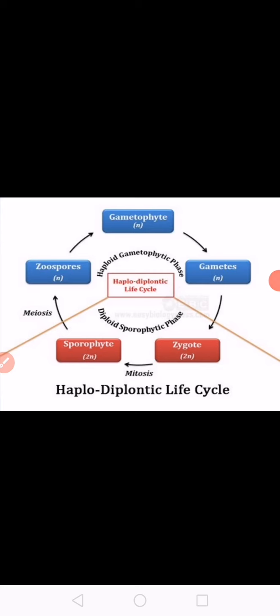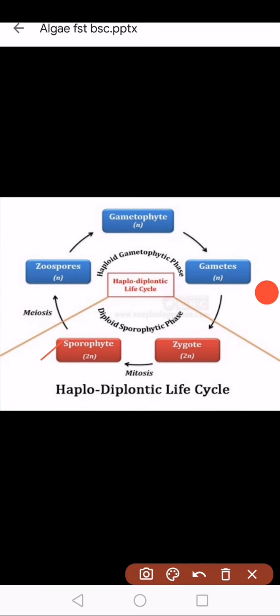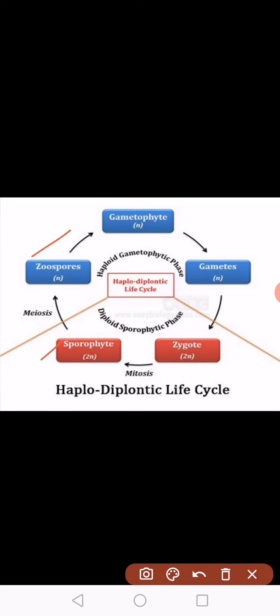Now this is the schematic representation of the haplodiplontic life cycle. During this type of life cycle, from the sporophyte, zoospores are produced, and during this event meiosis takes place. From the zoospore the gametophyte is developed, and this gametophyte produces the gametes, and gametes on fusion produce the zygote. Now this zygote undergoes mitosis. As a result, the sporophyte is produced. So in this way the haplodiplontic life cycle takes place in algae.